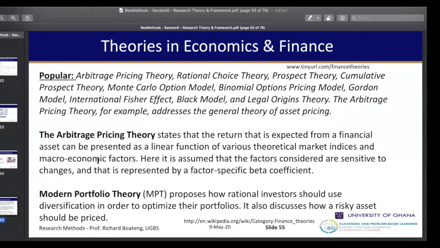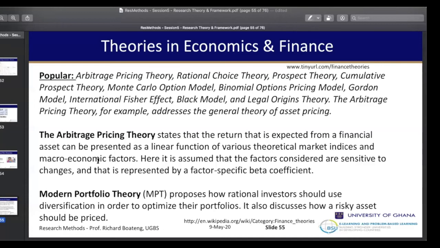So in economics, finance and accounting, you see these types of models a lot: arbitrage pricing theory, rational choice theory, prospect theory, cumulative prospect theory, Monte Carlo option model, binomial options pricing model. Arbitrage pricing theory, for example, addresses the general theory of asset pricing. So it depends on what you are trying to do. Modern portfolio theory. I'm not a finance person, but I'm just introducing you to some of them.